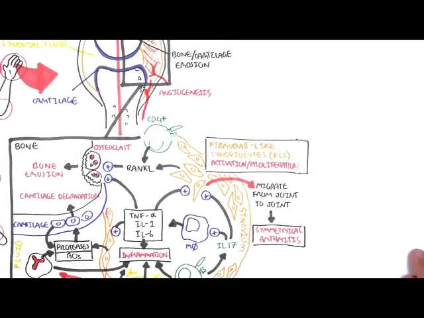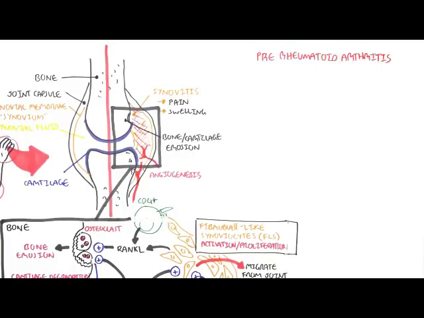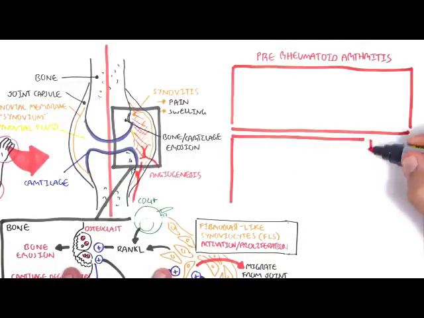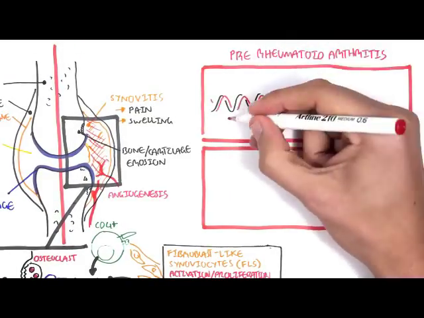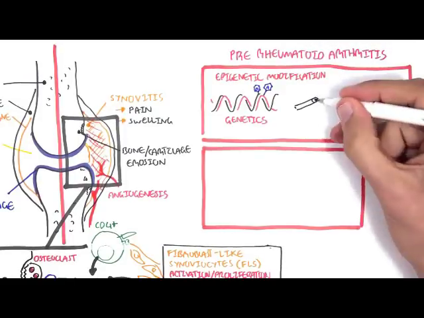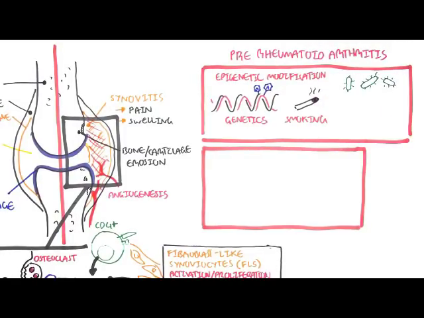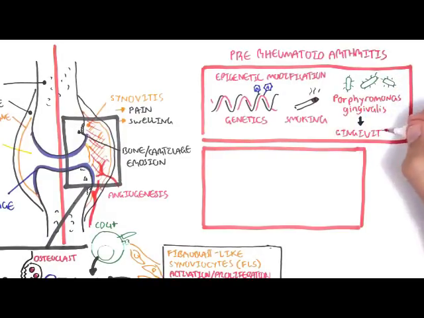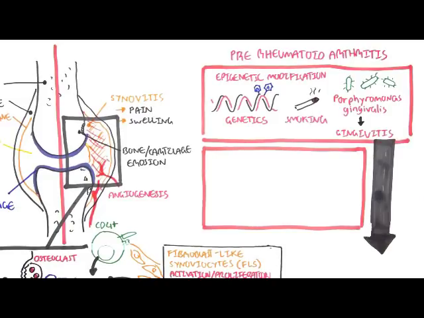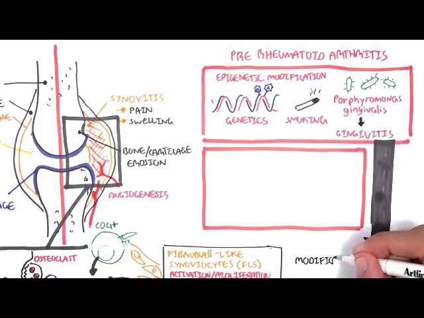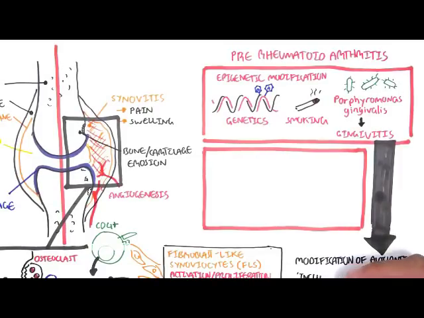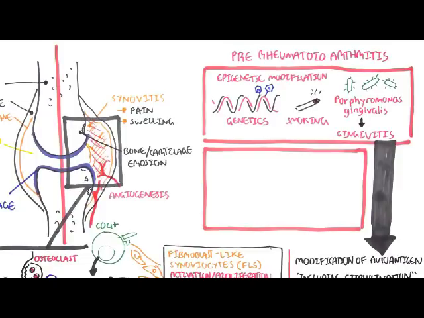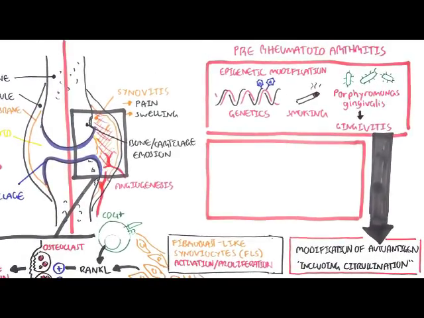So let's go to the pre-rheumatoid arthritis phase before a person has rheumatoid arthritis. And there are many possible things that could contribute to the development of rheumatoid arthritis. These include genetics, epigenetic modifications, smoking, a bacteria called Porphyromonas gingivalis, which can lead to gingivitis. Essentially, these things can cause modification of autoantigens. What do I mean by modifications of autoantigens? What I essentially mean is modification of your own antigens to make them seem foreign to the immune cells, leading to an immune response. And the modifications of autoantigens include what's known as citrullination.